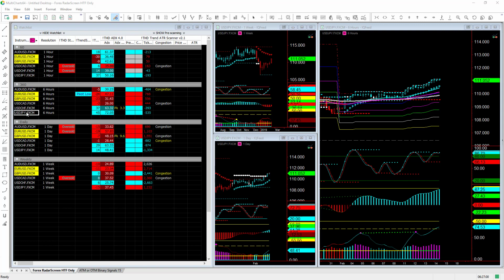Now, the next thing I look at is to say, okay, do we have any magenta peaks? And you can see we have a couple. There's the USD Swiss franc. There's also the British pound dollar.